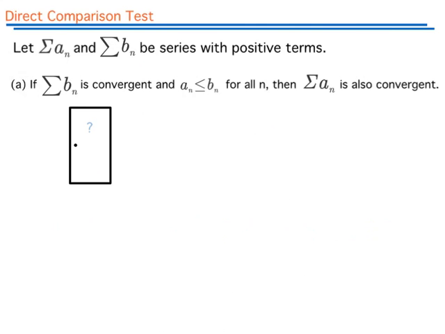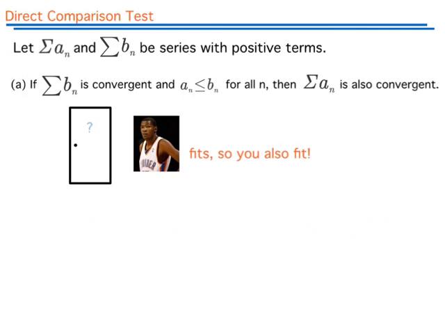Okay, so if Kevin Durant can fit through the door, and you're smaller than Kevin Durant, you're all smaller than Kevin Durant, everybody's smaller than Kevin Durant, can you fit through the door? The answer is yes. And that's what this part of the direct comparison test says. So if Kevin Durant can fit, then so can you. Okay, so if I'm smaller than convergent, then I also have to be convergent.